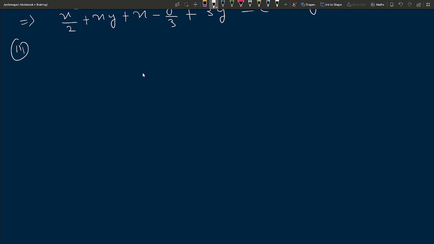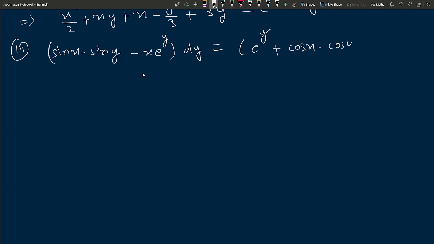Triple I: sin x into sin y minus x into e to the power y dy equal to e to the power y plus cos x into cos y dx. This implies, now say this is your e to the power y plus cos x into cos y dx.